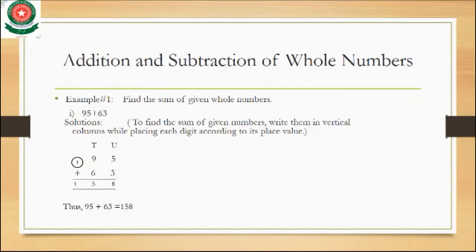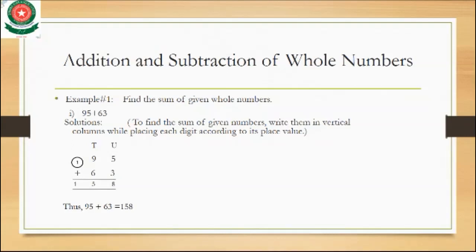Solution: to find the sum of the given numbers, write them in a vertical column while placing each digit according to its place value. If you want the sum of the given numbers, first of all you will write them in a vertical column, and then place each digit according to its place. This is the structure for how you add or subtract two numbers.